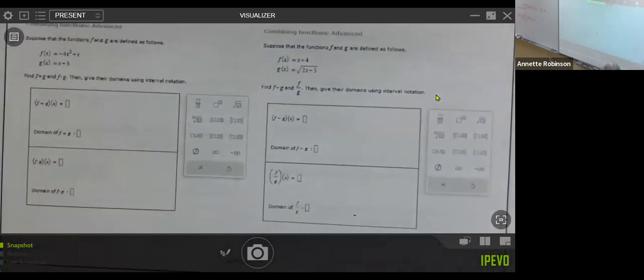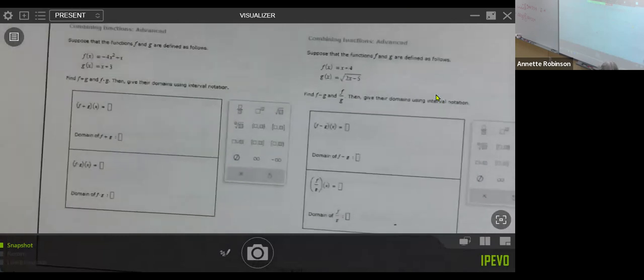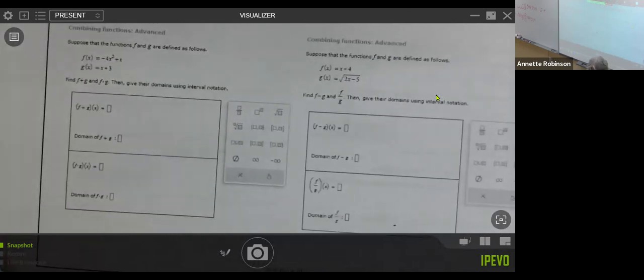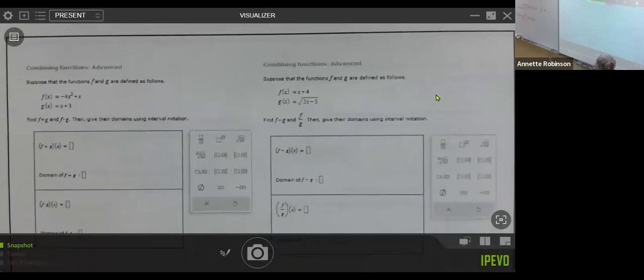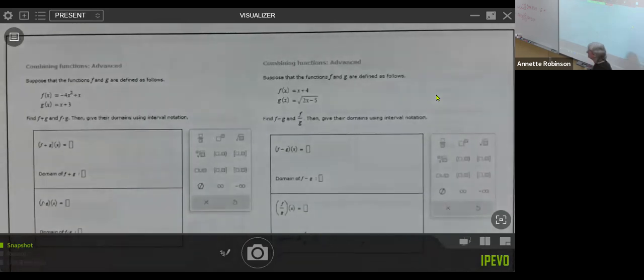All right, so slide 19 is our first combining functions advanced. Now this time, here's the difference. A while ago, we combined functions to work with. This time, we're combining functions and we're leaving the variable. We're not plugging it in.